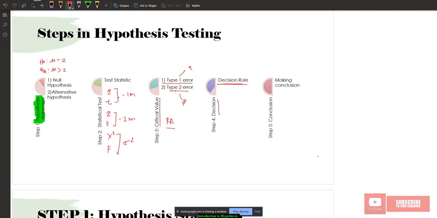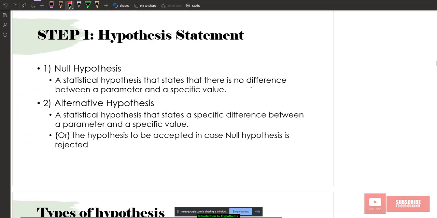Once we make a decision, then we make a conclusion. You see, this is step number 5. This is a step in conducting hypothesis testing. We have 5 steps: hypothesis statement, statistical test, critical value, decision, and conclusion. So step number 1 is the hypothesis statement.